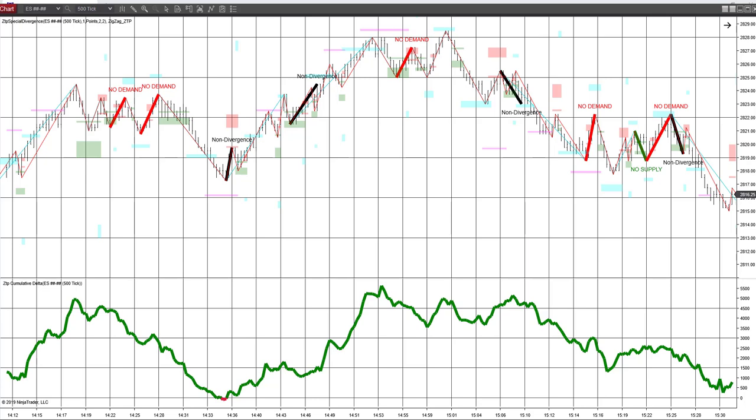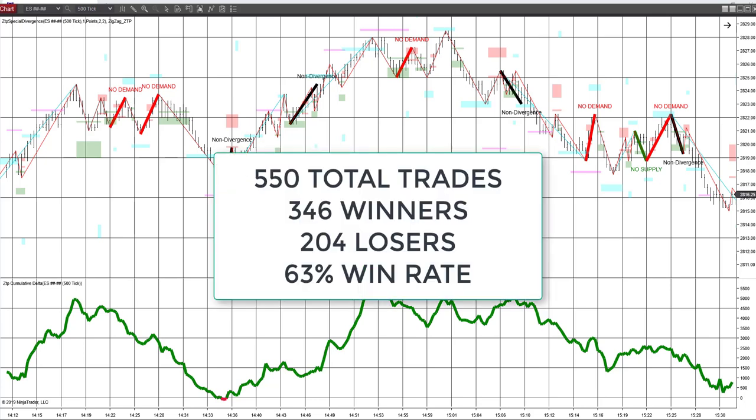To give you some example, with the settings I have here, I went back and I looked at the last 60 days. And in the last 60 days, there was a total of 550 trading indications. And of those 550, 346 were profitable with a profit of at least 2.25 points. The 204 that were not profitable, or 37%, however, don't have that same loss.